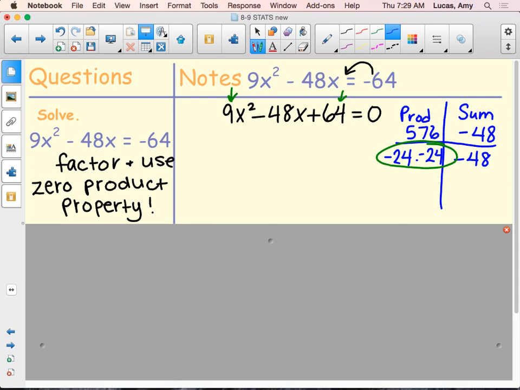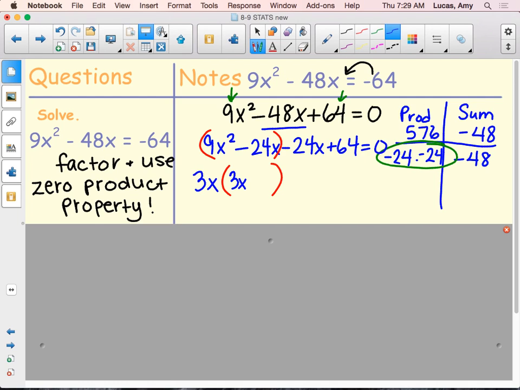Now, 9x squared minus, I'm splitting this into negative 24x and another negative 24x, like that. Then I group together my first two terms. I can divide 9 and 24 by 3, so I take out 3x. What's left inside? 3x times 3x is 9x squared, and 3x times 8 is 24x. So now I repeat that, 3x minus 8. And if I look at my terms up here, I have divided them by negative 8.